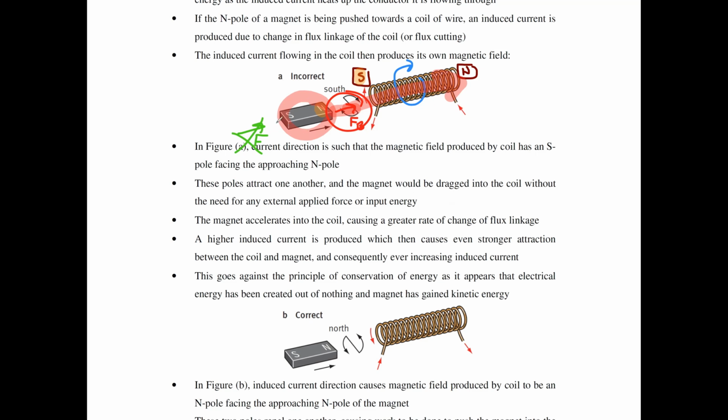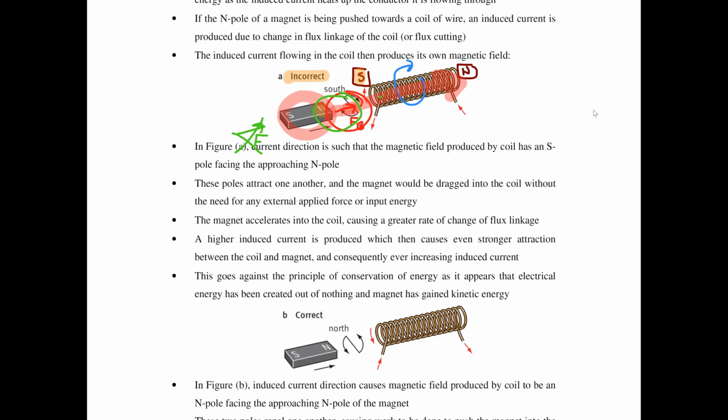So you just give it a little nudge, and then after that, you cause an induced current in your solenoid, then that solenoid will exert an attractive force on your magnet and will pull your magnet in. So as the magnet is being pulled in, it will cut more magnetic flux, it will cause more change in flux linkage, you're getting even more induced current, more electrical energy here. So it seemingly seems like you're getting energy out of nothing. That's the reason why this current direction would have been considered as incorrect.